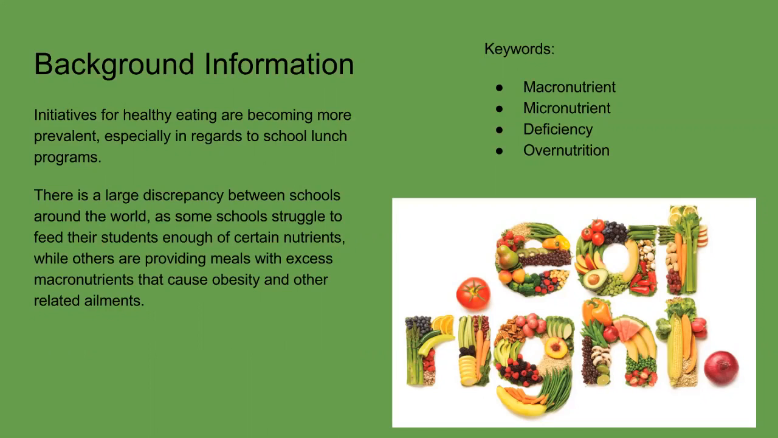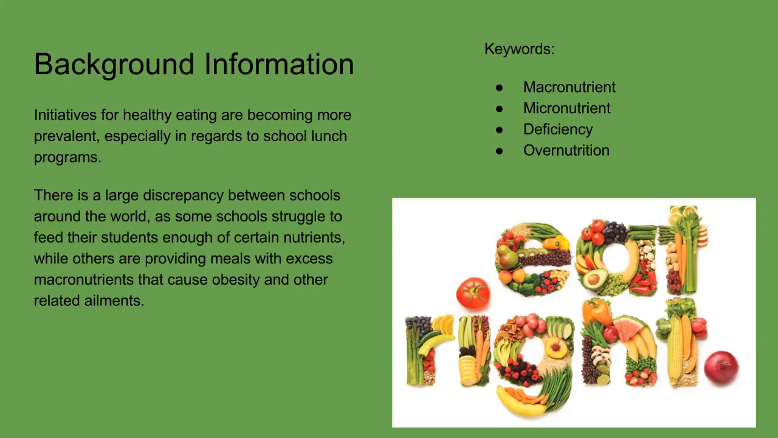One important consideration, though, is that there is a really large discrepancy happening between schools around the world and even within the same countries, as we just saw with Marissa's presentation, on reservations compared to other areas in the United States. So there's definitely a large gap. Some schools and districts are struggling to feed their students enough of particular nutrients, while others are providing meals with excess macronutrients, which we'll talk about in a second, but these can unfortunately cause obesity and other related health issues. So there's definitely a broad spectrum here, and some of these actually overlap too.